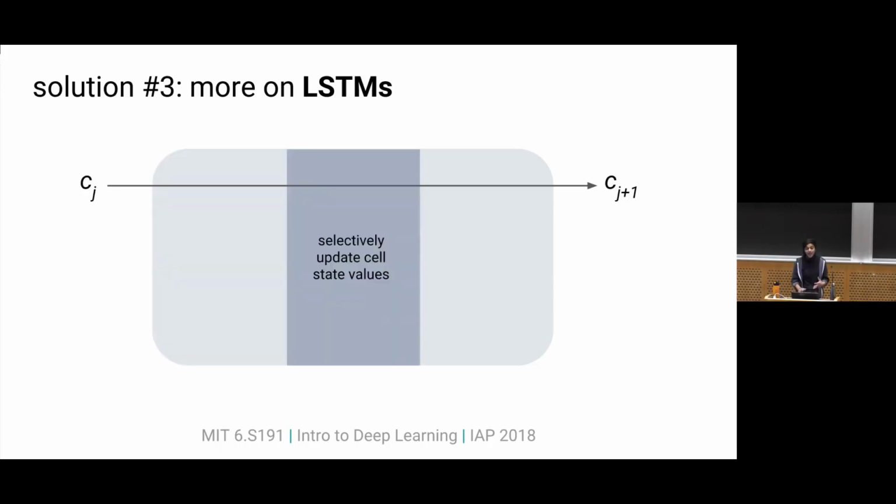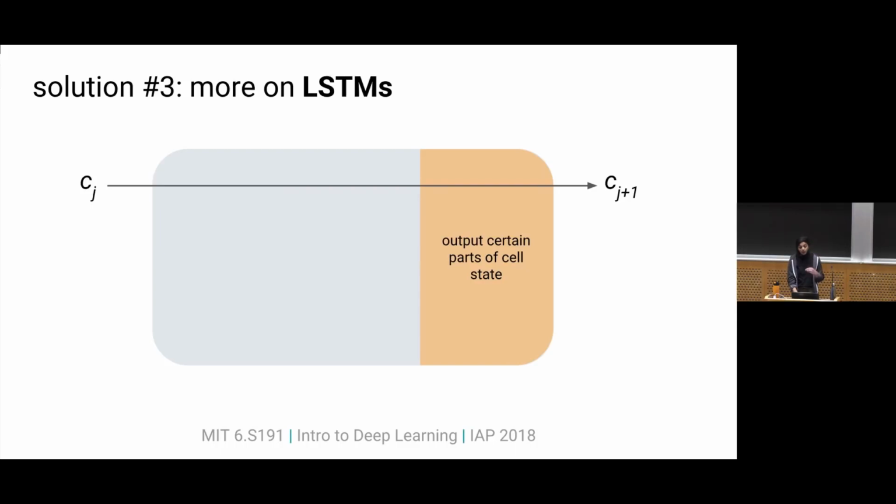The next step is an update step. Here's where we actually update the cell state to reflect the information from the new input. In this example, like I said, if we've just seen a new subject, this is where we actually update the cell state with the gender or whether the new subject is plural or singular.